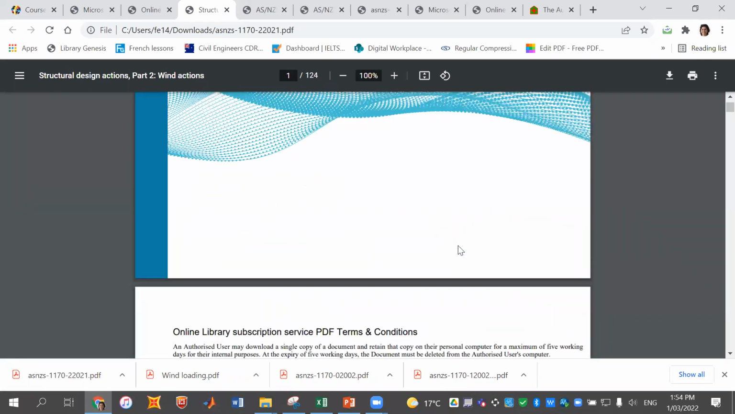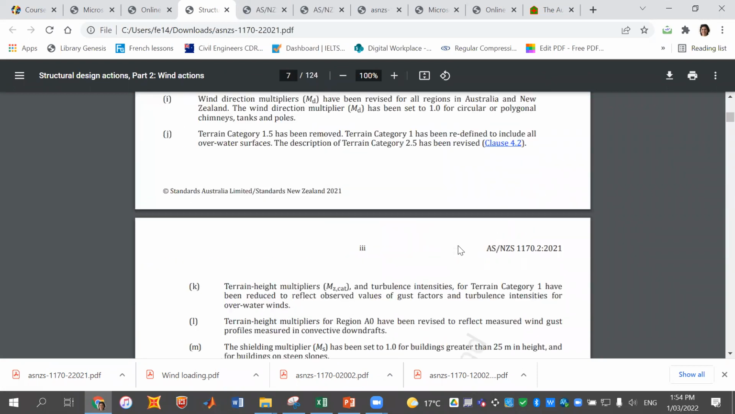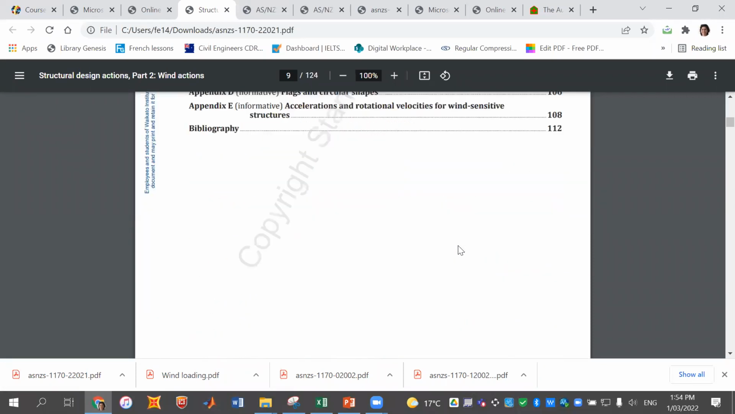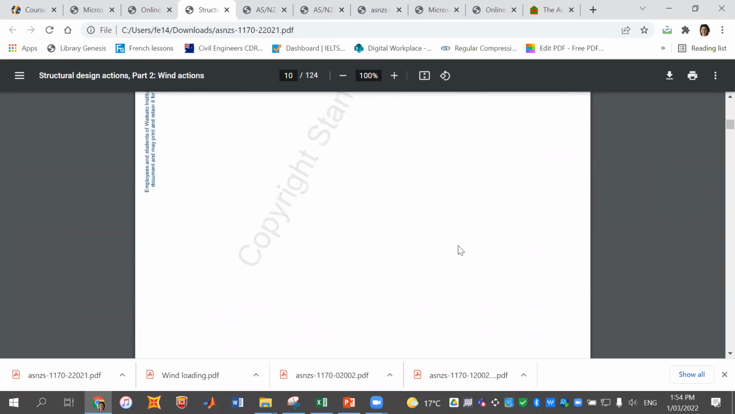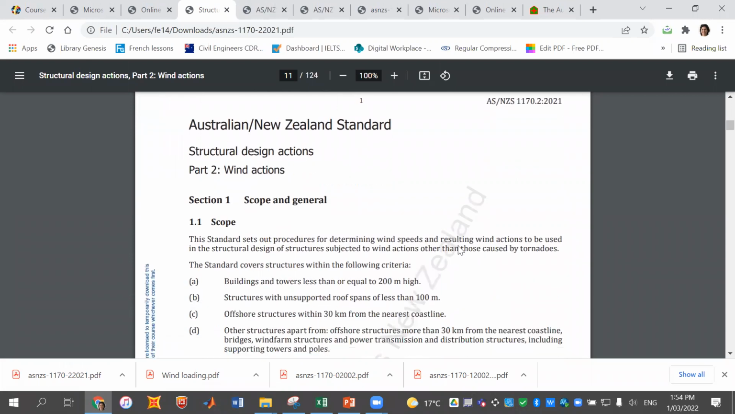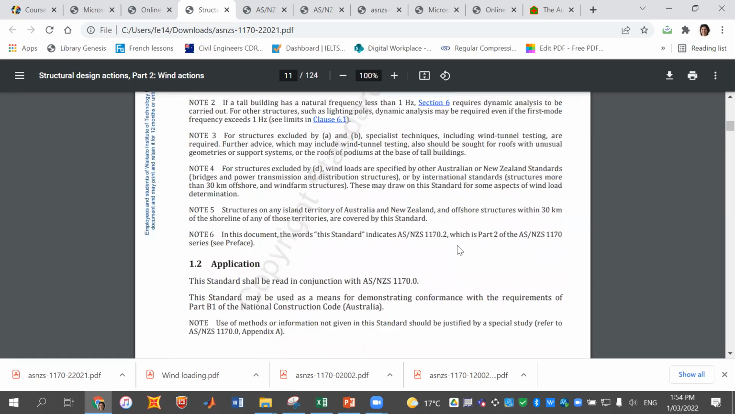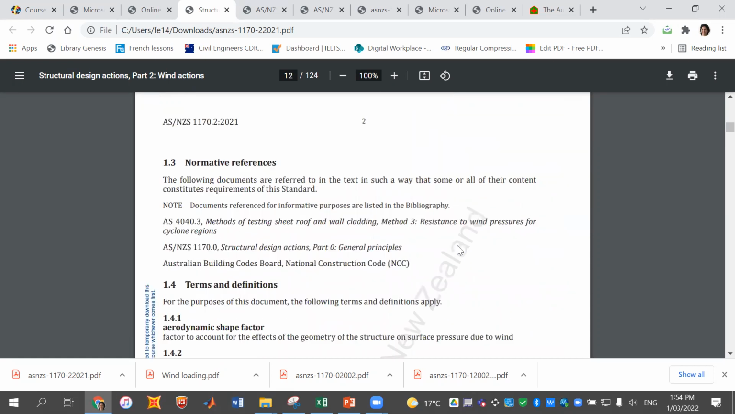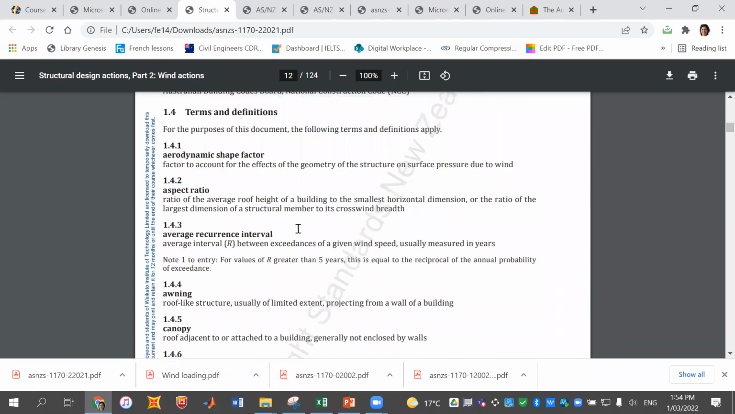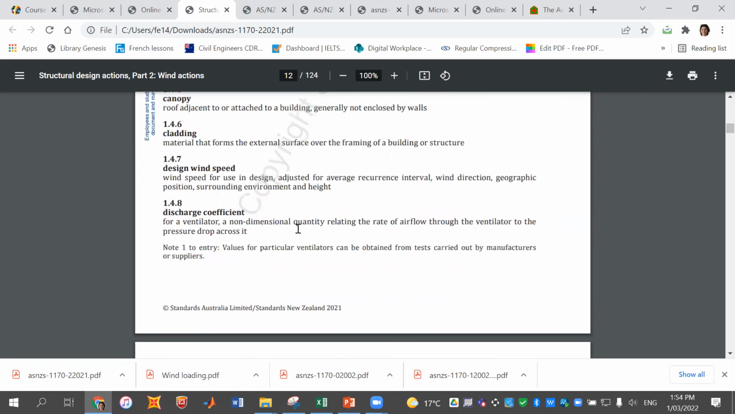If you open the standard and read through it, you will find a lot of information. Generally, wind load is a bit more complicated than other loadings. So what I've done is simplify the process and the stages, so you don't need to be too worried about different loadings for the wind load.